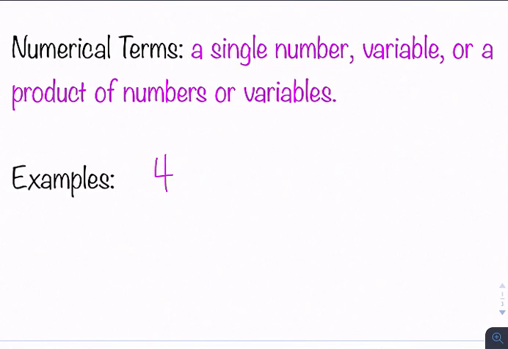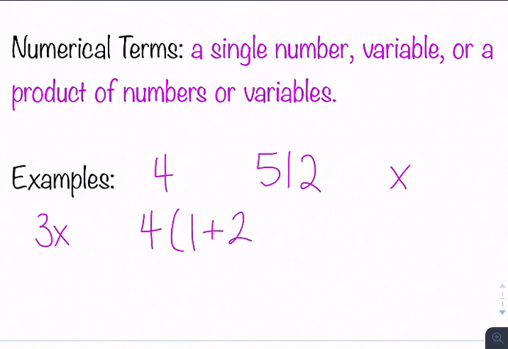We could say 512 is a numerical term. We could say x is a numerical term, or 3x because it is a product of numbers and variables. We could say that 4 times (1 plus 2), with the 1 plus 2 in parentheses, would be a numerical term. We could say 1/2 times b is a numerical term because it is a product of numbers or variables.